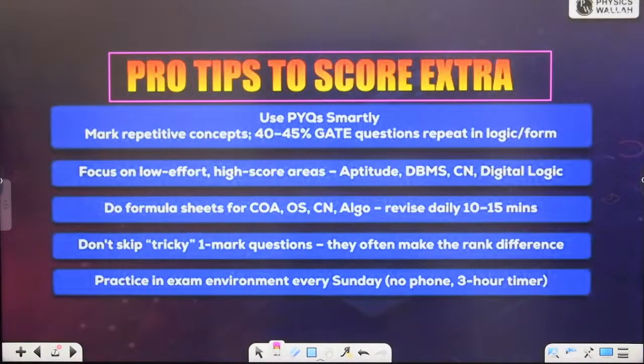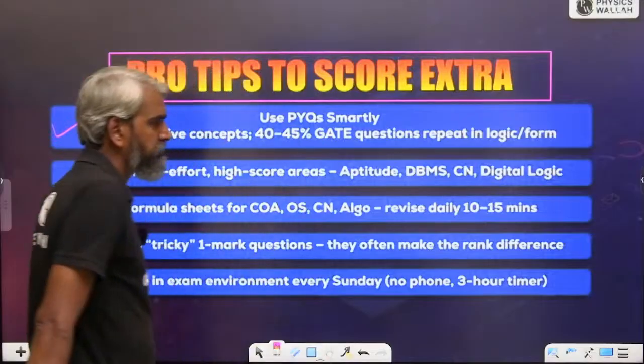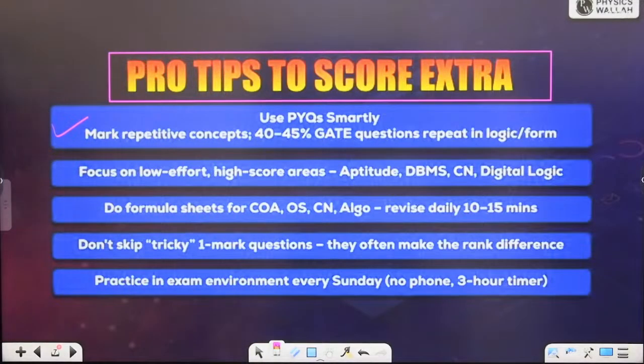Okay. Then the final thing: these are nothing but pro tips that we have already discussed. Mark the repetitive concepts, the concepts that are being asked again and again. 45 GATE questions are repeated from the conceptual point of view. Then focus on low effort, high score areas, just like compiler design, where minimum effort is required. But if you spare those 40-45 hours, then it is guaranteed that you will be able to score those 4 to 5 marks without any further effort.